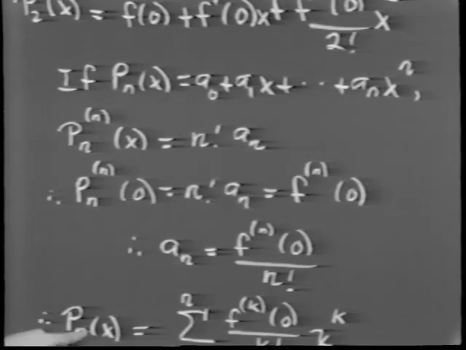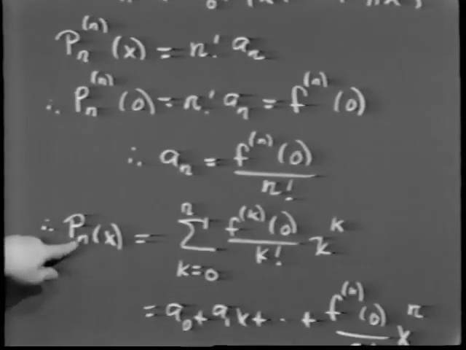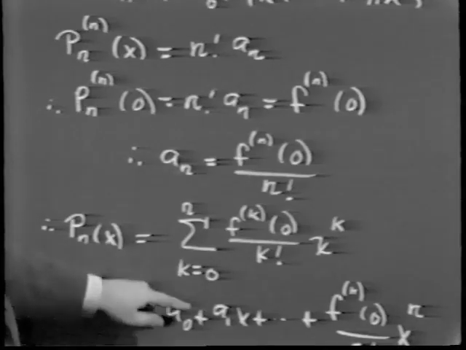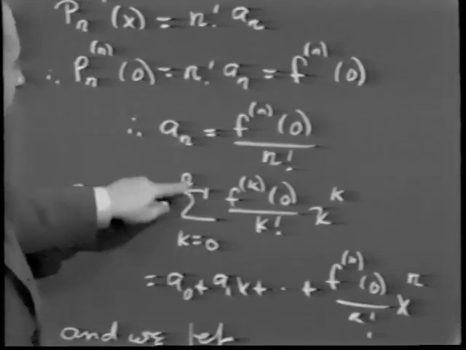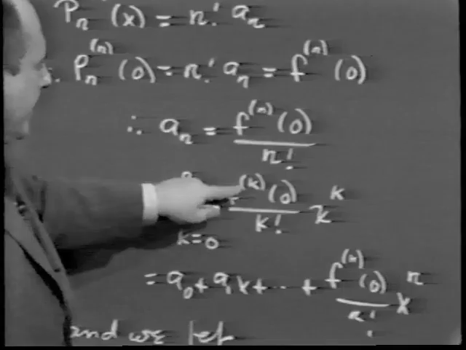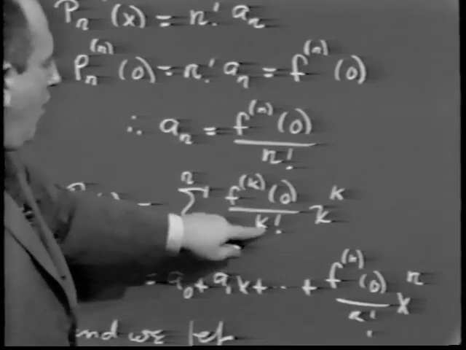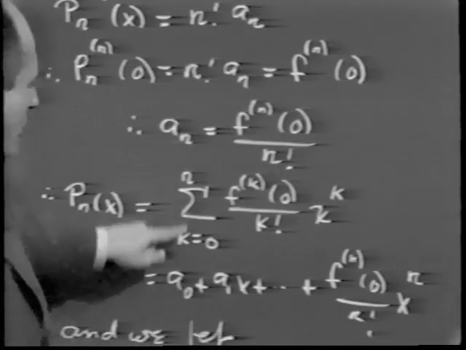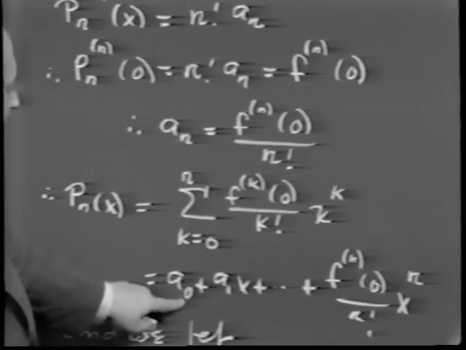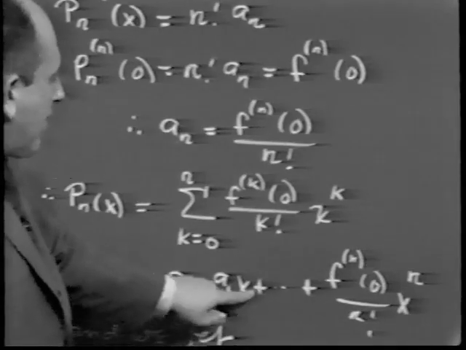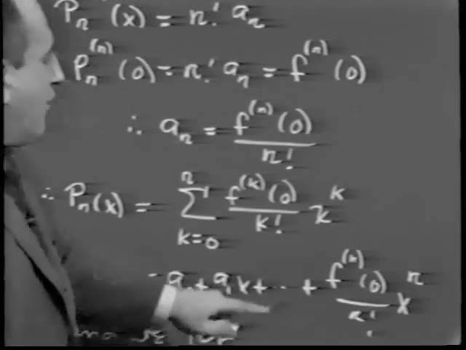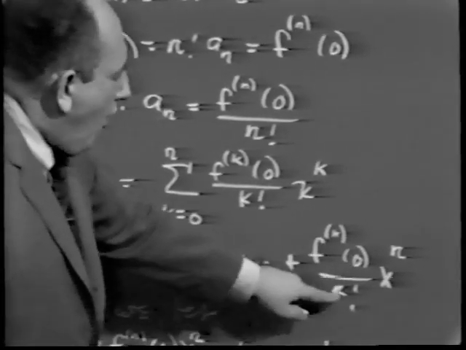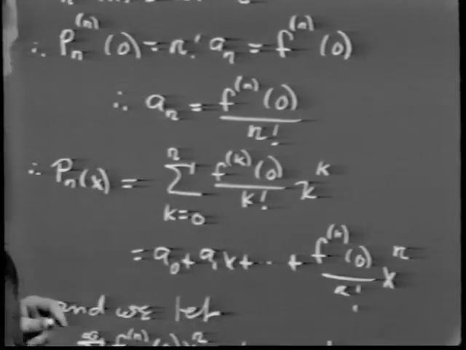But at any rate, notice that what we've now shown is that p sub n of x, if you want to use the sigma notation, can be written how? Well, it's the sum as k goes from 0 to n of the kth derivative of f evaluated at 0 over k factorial times x to the kth power, which written out longhand is simply what? a0 plus a1x plus a2x squared over 2 factorial plus, etc., the nth derivative of f evaluated at 0 over n factorial times x to the n.